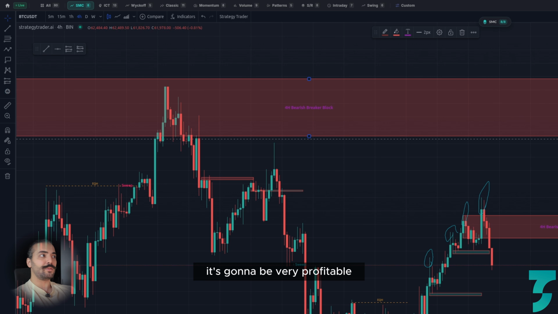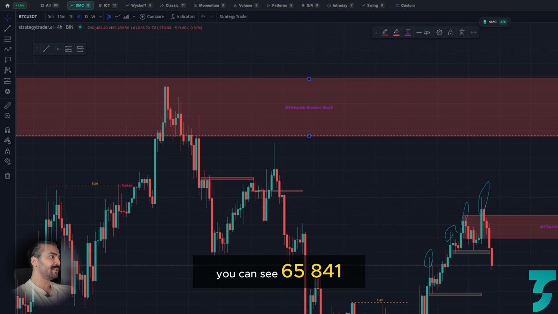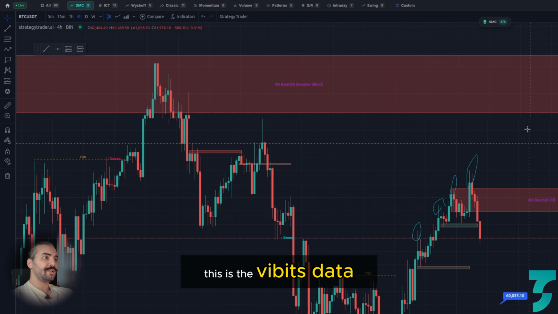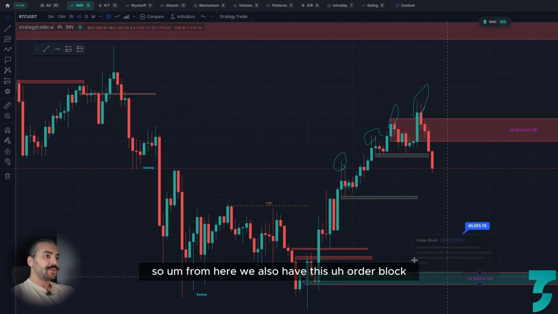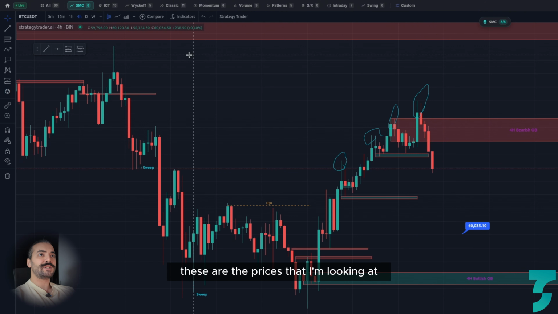Probably another day we will reach here and we will definitely trade this. It's going to be very profitable. Definitely have this number on your chart. You can see it's 65,841. This is the Bybit data. So from here, we also have this order block. So these are the numbers, these are the prices that I'm looking at.